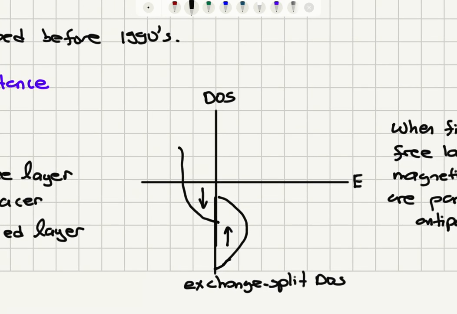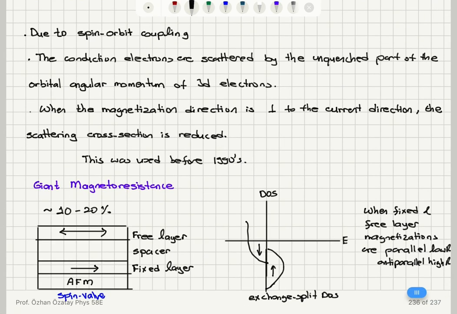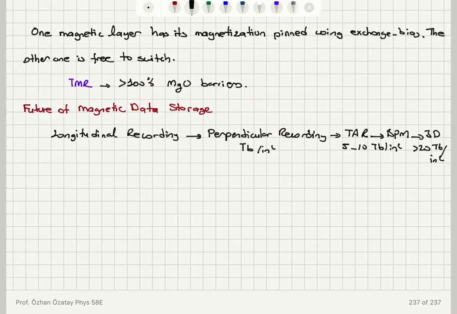Since the density of states of a ferromagnet is exchange split, we have basically different resistances depending on the orientation of the magnetization of the free layer. If it's parallel, it has low resistance. If it's anti-parallel, it has high resistance. So one magnetic layer has its magnetization pinned using exchange bias. The other one is free to switch. Now, the version that has a tunneling barrier instead of a spacer in between these two magnetic layers is tunneling magnetoresistance. There, the magnetoresistance ratio can be larger than 100% using magnesium oxide barriers, for example.